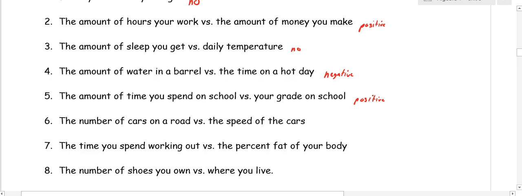So think about when it's an empty road, how fast a car is able to go, versus if the road is a lot of cars, like a traffic jam, the cars are moving very slowly. So this is going to be a negative correlation because as more cars are on the road, the slower the cars have to move. Number 7, the time you spend working out and the percent of fat on your body. So the more that you work out, the less body fat you're going to have. So this is also a negative correlation.